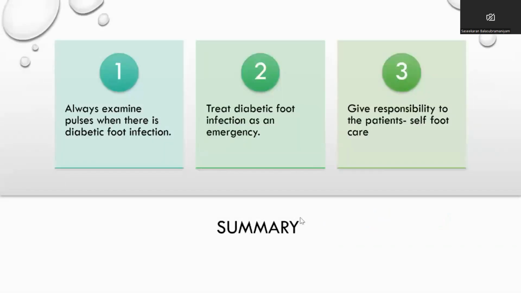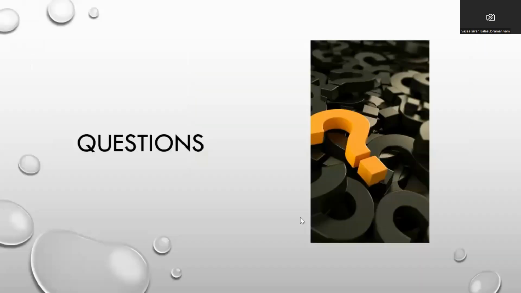In summary, as a vascular surgeon, always examine the pulse when there is a diabetic foot infection. Treat the diabetic foot infection as an emergency, like a heart attack. Give responsibility to the patient, right? Whatever magic you do, make sure the patient is aware of their disease and of their foot. So I will stop here, and there are a few slides about the venous ulcer, or if you want, I can continue and finish that, and at the end we can have the questions.